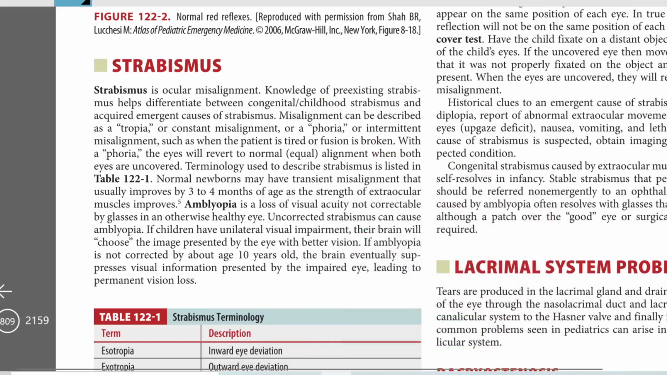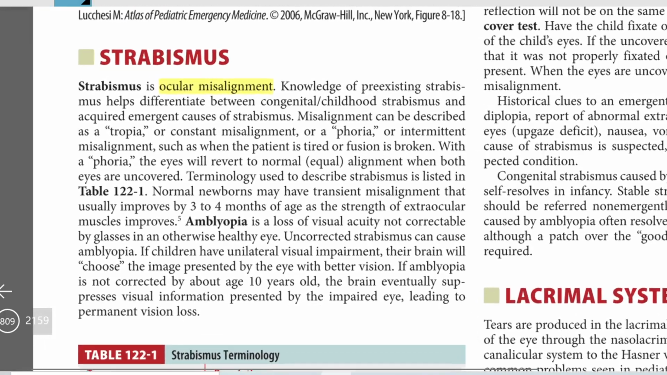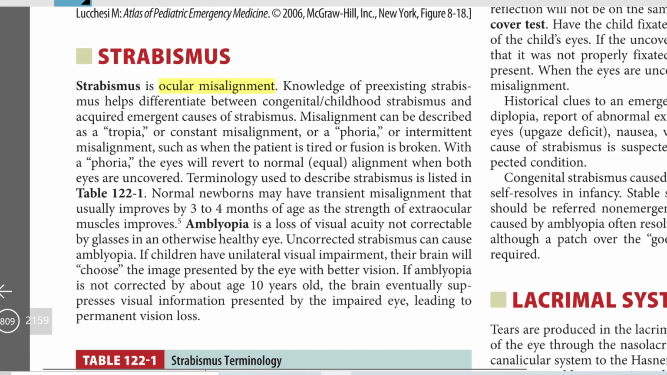Today we are going to discuss strabismus. Strabismus is ocular misalignment. So, the knowledge of pre-existing strabismus helps differentiate between congenital or childhood strabismus and acquired emergent causes of strabismus. The misalignment can be described as tropia, or constant misalignment, or a phoria, or an intermittent misalignment, such as when the patient is tired or fusion is broken. That is called phoria, that is intermittent misalignment. With phoria, eyes will revert to normal alignment when both eyes are uncovered.